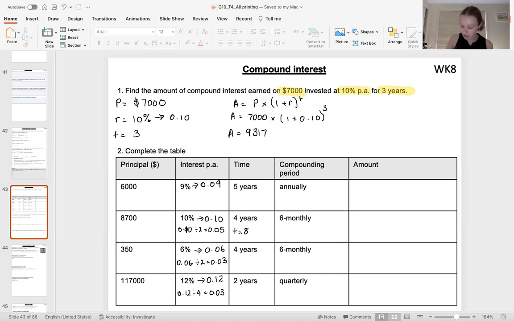Next one's the same. It's done twice a year. The next one, it's done 4 times a year. So it's 4 times in the first year and 4 times in the second year. Again, we're going to have t equals 8. Now we've got our numbers, our p, our t, and our r sorted. You can put it into the formula to find the amount.